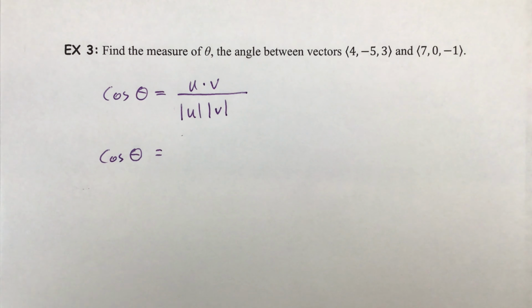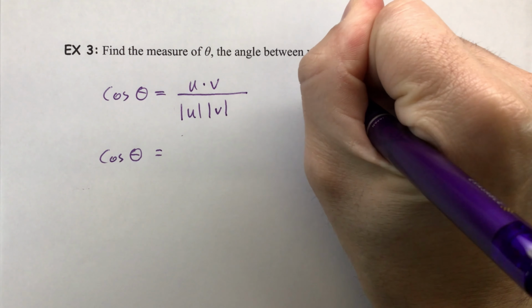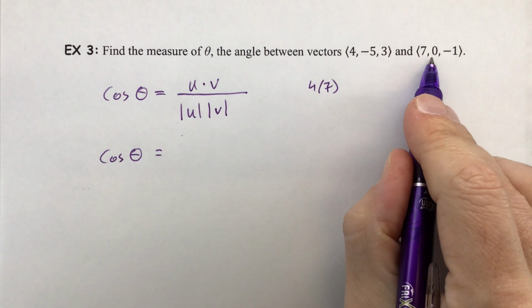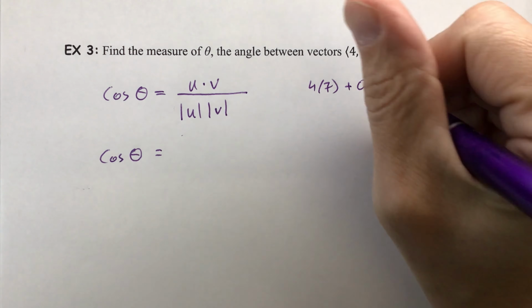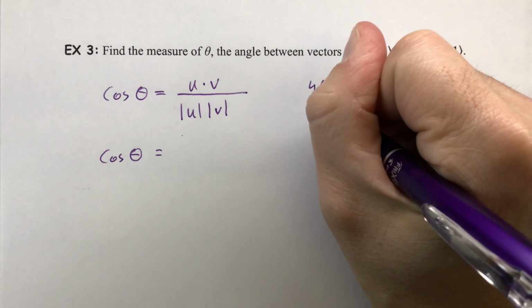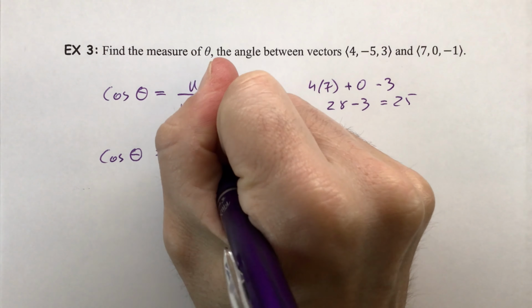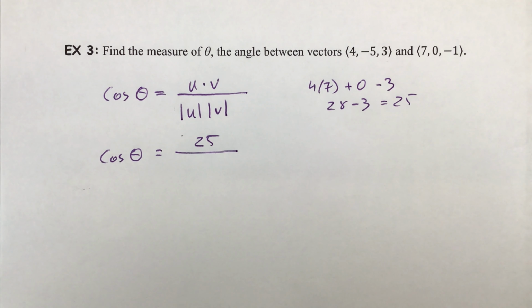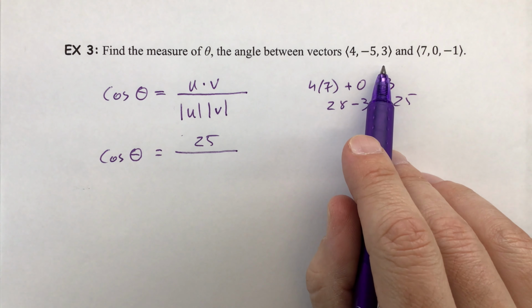We'll leave the cosine theta for now, and at the very end we'll do an arc cosine. For the dot product, we're going to do 4 times 7. We're going to do negative 5 times 0, that's easy, that's a 0. You're going to do 3 times negative 1, that'd be negative 3. So we got 28, and we're going to subtract 3, which gives us 25. So there's your top. You got 25.